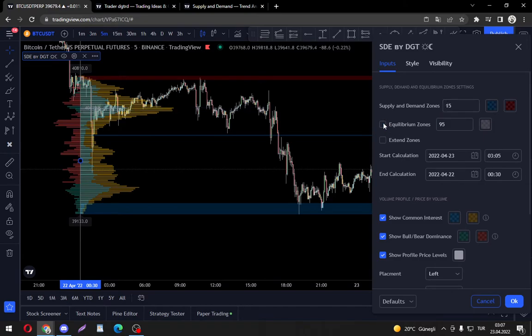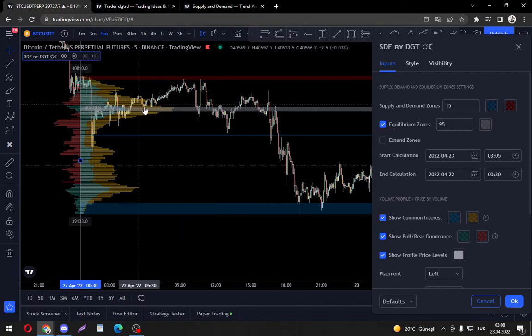You can enable or disable the equilibrium zones. By the way, this is the supply, this and this is the demand, and this is the equilibrium zones. What is the equilibrium zone? It is where the buyers and sellers both had a big activity in those areas, around those prices. And you can also mess around with the numbers as well.